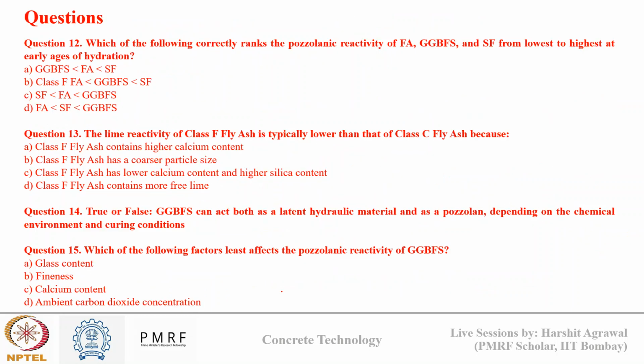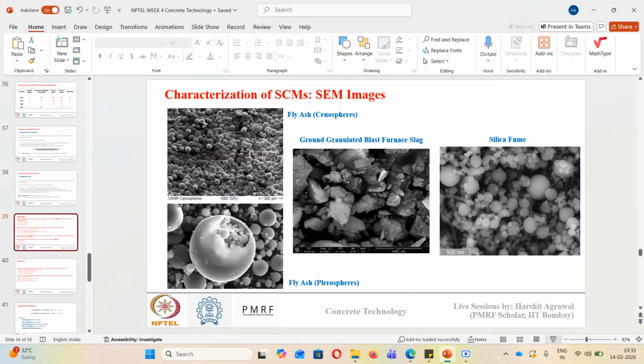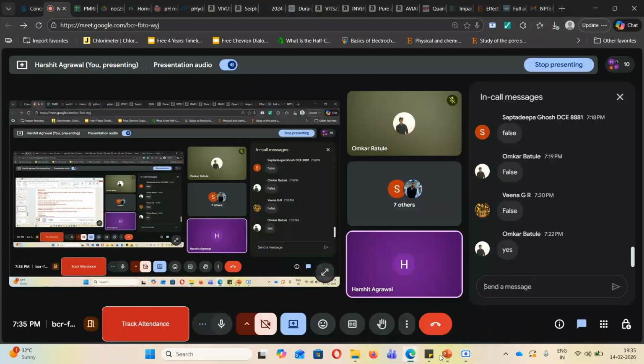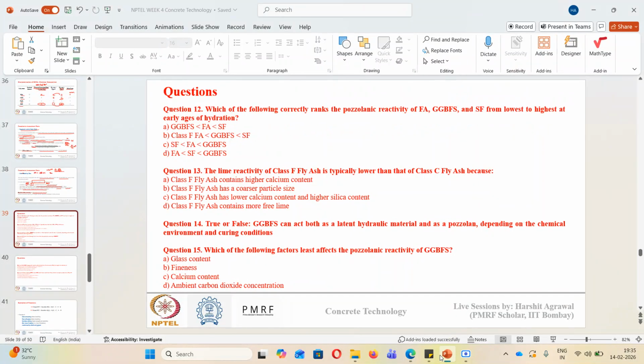Now just try to answer these four questions based on characterization of SCMs and testing of SCMs. And in the meantime, if you have any doubt, you can ask. Think about question number 12 and answer what will be the correct sequence of reactivity.